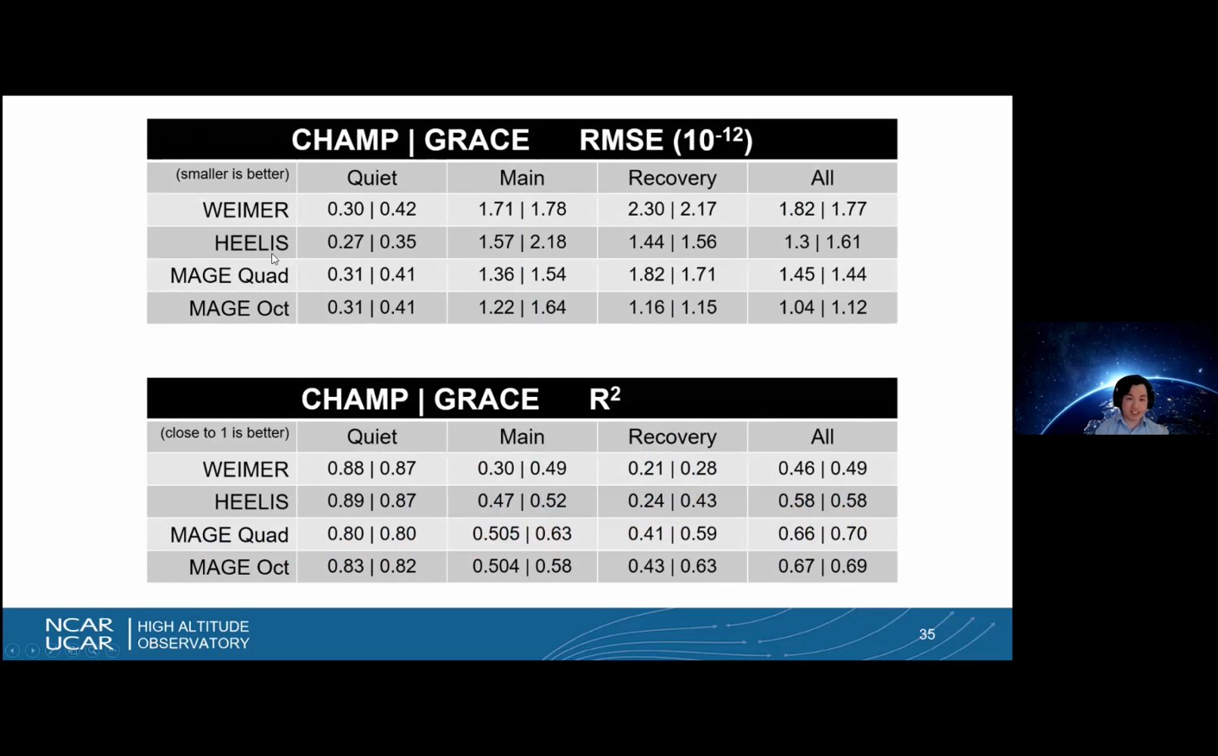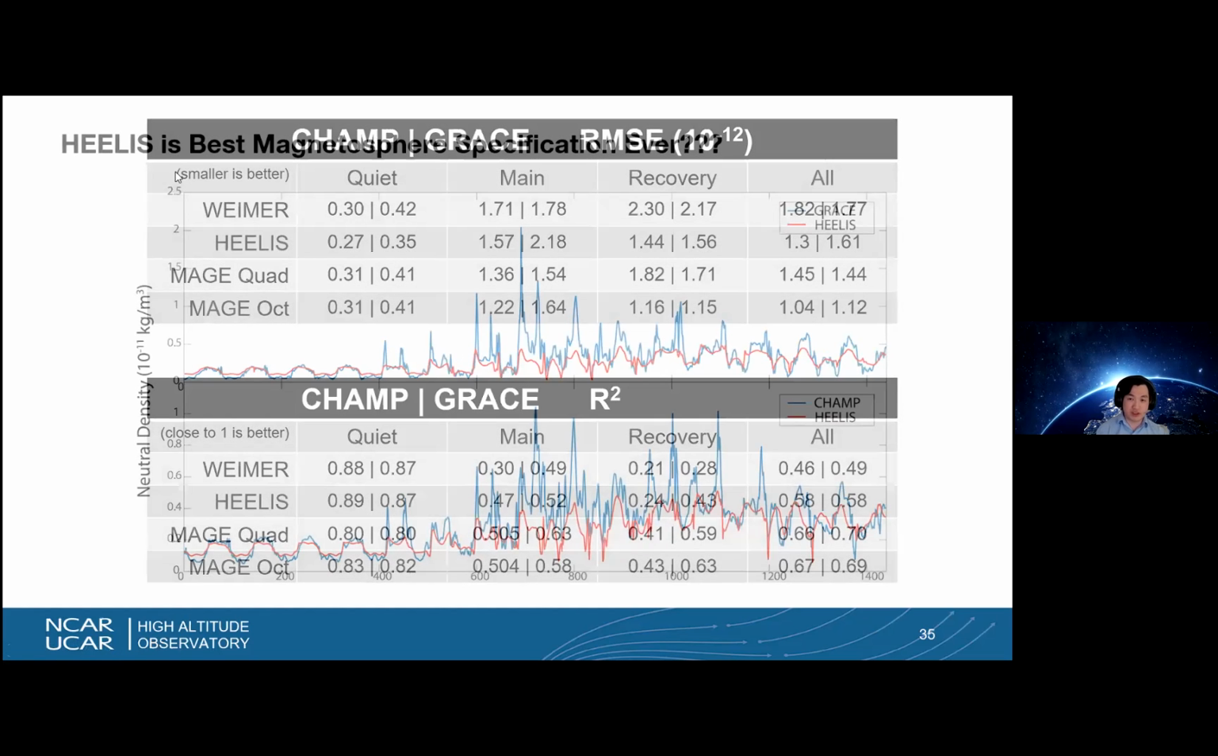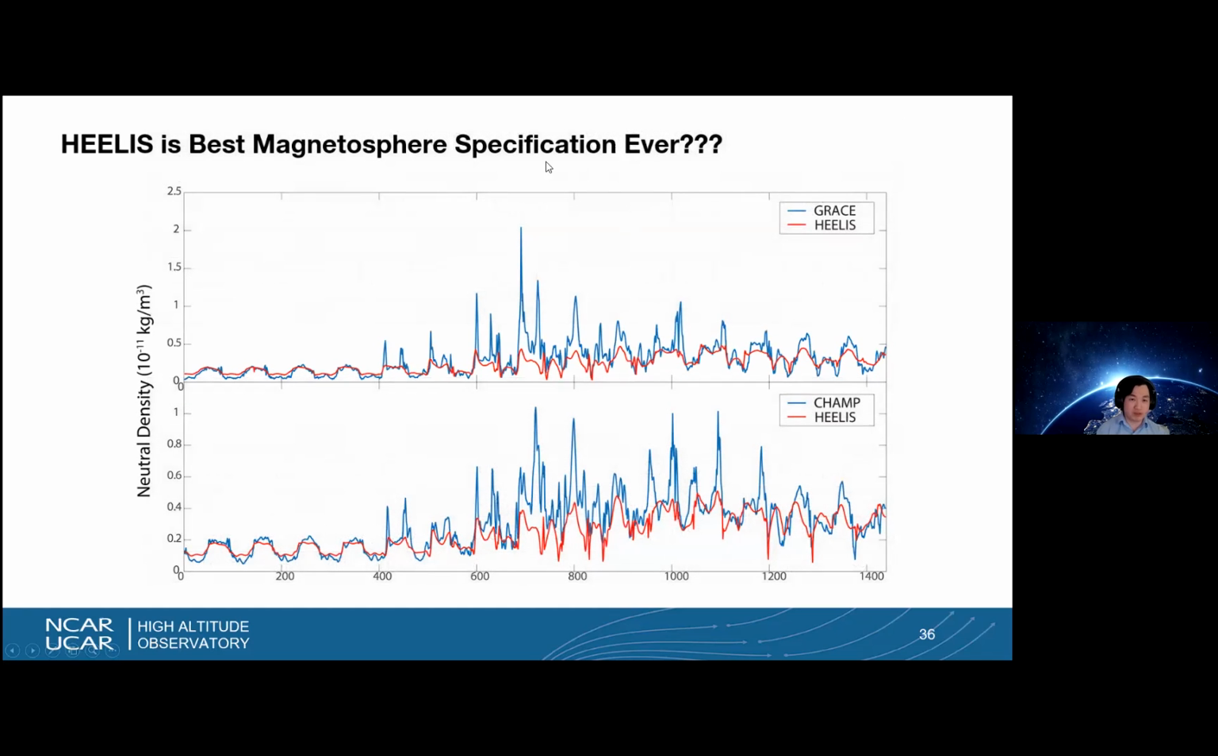All right, so going back to Helix. As I mentioned, Helix seems to be doing a really good job here. So my only conclusion for this is that Helix is the best magnetosphere specification ever. I mean, look at this thing. It matches everything, right? That's what the numbers say. But if you make a plot of the actual comparison between Helix and Champ and Grace, it is by far the worst, by far.